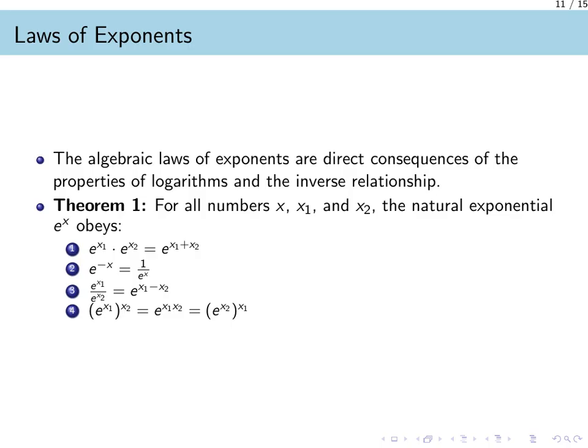For instance, when you multiply two such terms, like e to the power x1 times e to the power x2, you just add the exponents, resulting in e to the power of the quantity x1 plus x2. The other rules follow a similar logic.